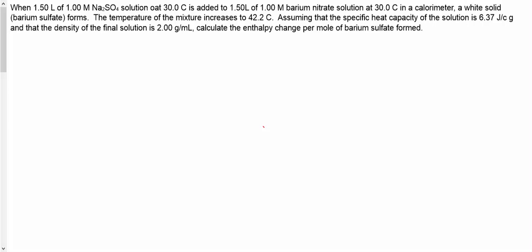Here's a little more difficult constant pressure calorimetry problem. I'll start from the beginning. When 1.5 liters of 1 molar sodium sulfate at 30 degrees is added to 1.5 liters of 1 molar barium nitrate in a calorimeter, a white solid, barium sulfate, forms.